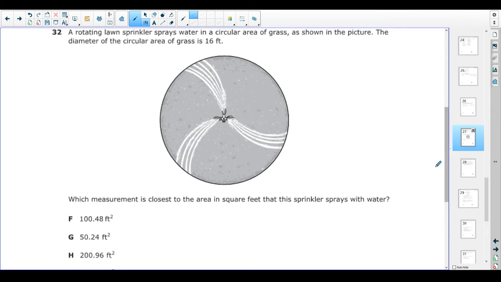Okay. Rotating lawn sprinkler sprays water in a circular area. The diameter is 16 feet. We can draw a diameter that goes all the way through.